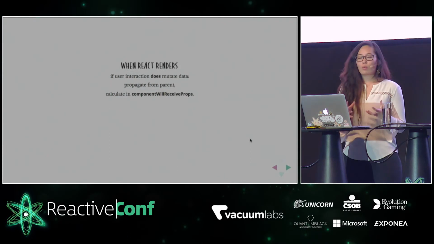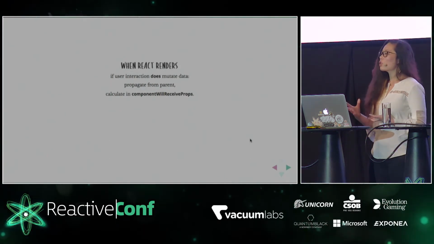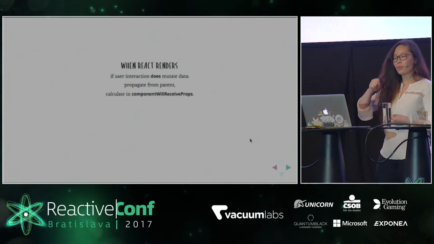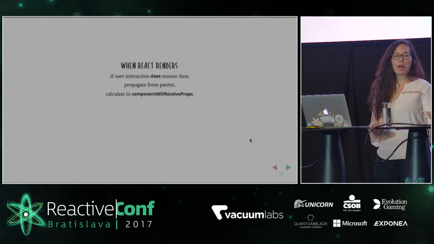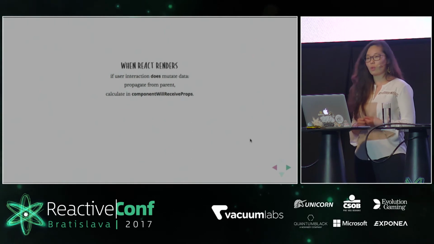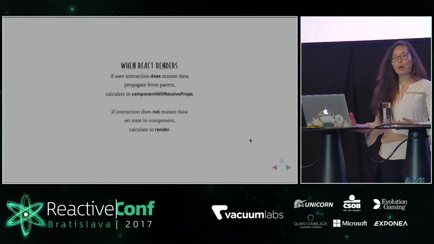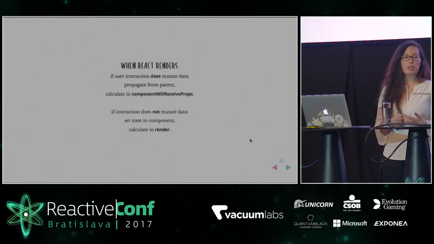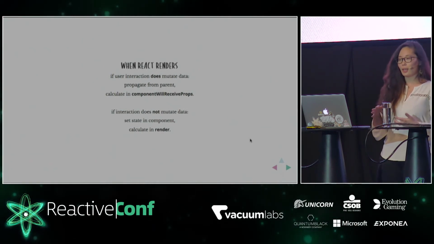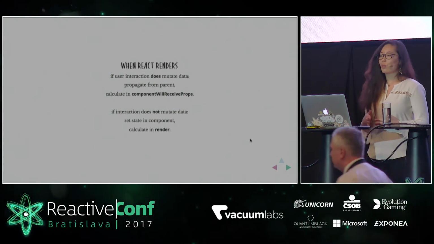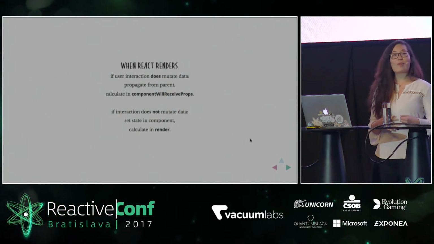So when React renders, if the user interaction does mutate the data, propagate that update from the parent and recalculate the data, and component will receive props. If the user interaction does not mutate the data, like in the case of selecting and highlighting the neighboring nodes and links, set state in the component and calculate and render.